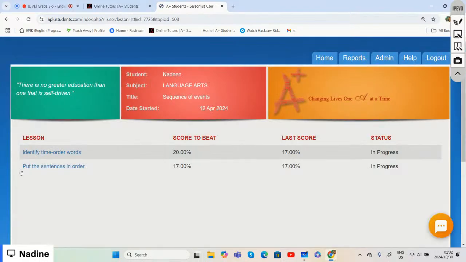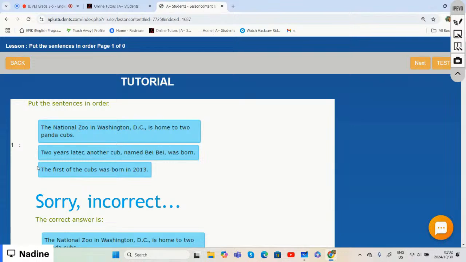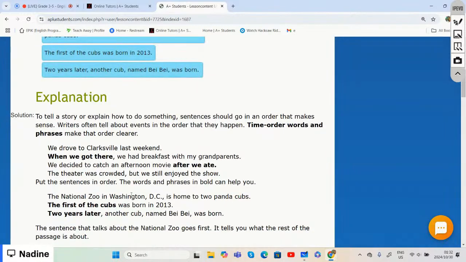All right, so now we're going to put the sentences in order. You need to put the sentences in order, and we can put sentences in order based on the phrases. We also use time order words and phrases, because now we're going to look at the words within that phrase that show either that something happened before, after, or during, things that happened in order. So, to tell a story or explain how to do something, sentences should go in an order that makes sense.